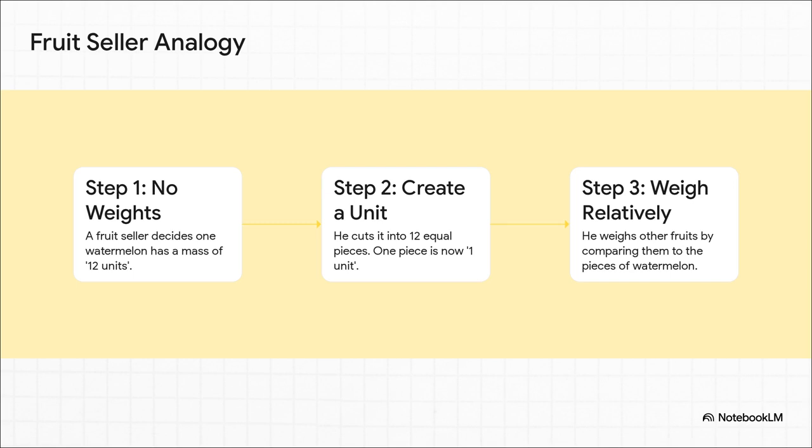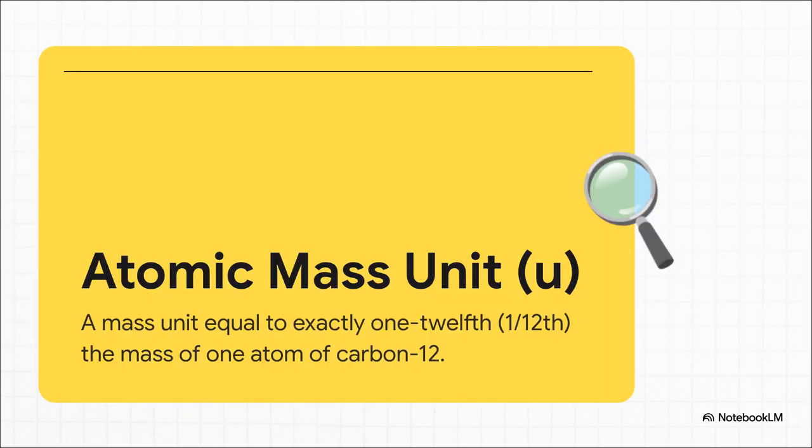Now he can weigh any other fruit by comparing it to these pieces. This is exactly what scientists did with atoms. So in chemistry, our watermelon is a specific atom, carbon-12. Scientists decided to use it as the standard. And the one piece of watermelon is called the atomic mass unit, which we write as a small u. By definition, one atomic mass unit is exactly 1/12 of the mass of a single carbon-12 atom. This became the standard unit to measure the relative mass of all other atoms.